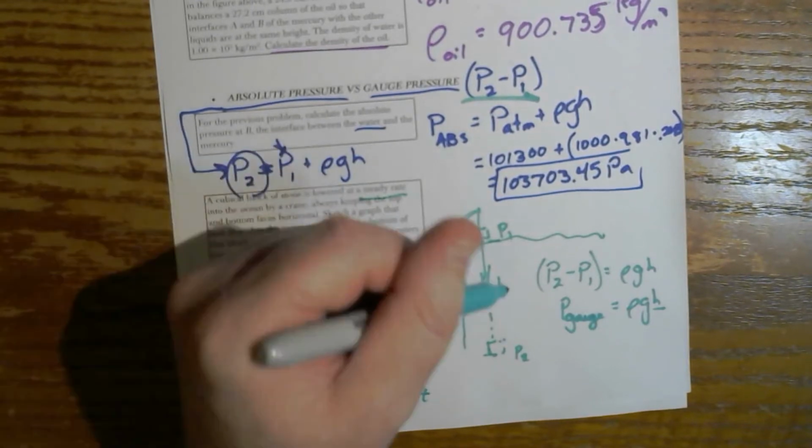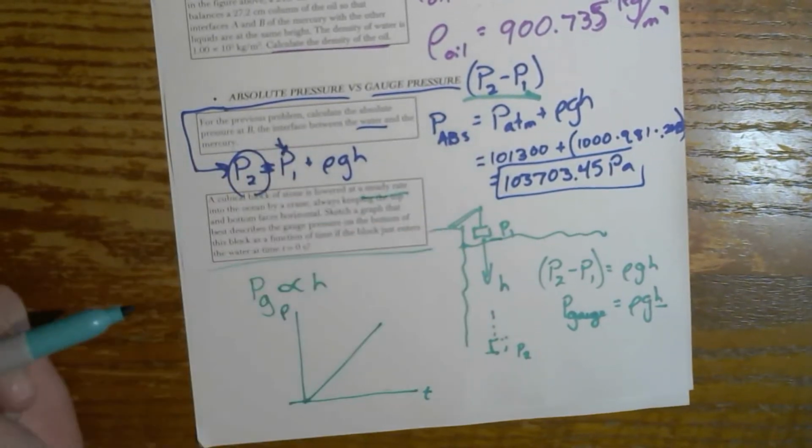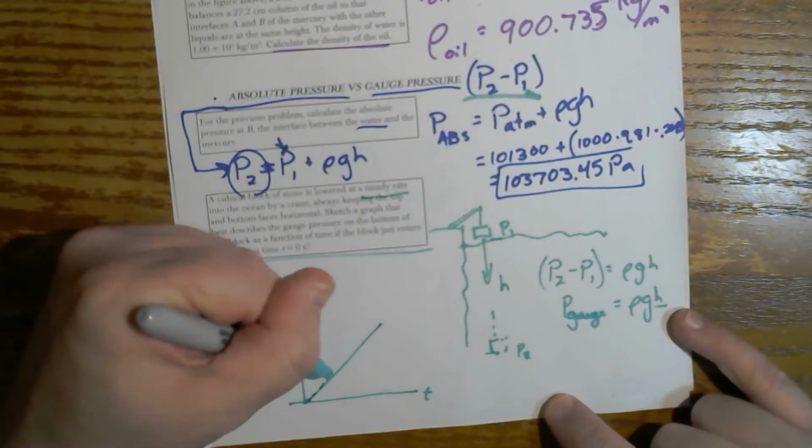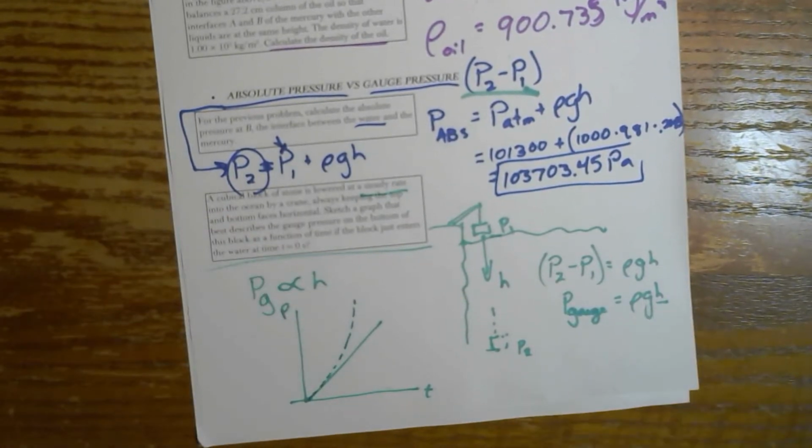Now, if it said that the block was accelerating down towards the bottom of the water, then of course you'd have to have some kind of an accelerating curve, in other words, some kind of parabola.